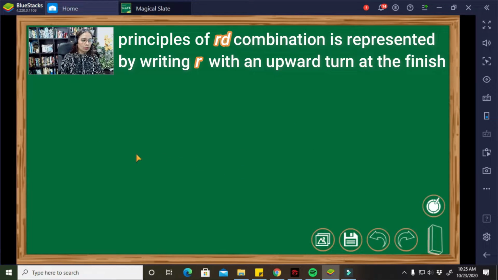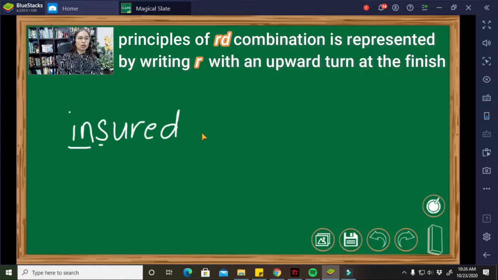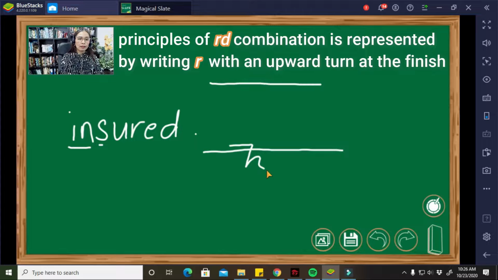Next example, we have the word insured. Insured. So we have the word beginning in, the sounds of ish, and then the RD combination. So this is your line of writing. You have the line of writing there. So in, and then the sounds of ish, and a deep hook, and the RD combination. That is insured.